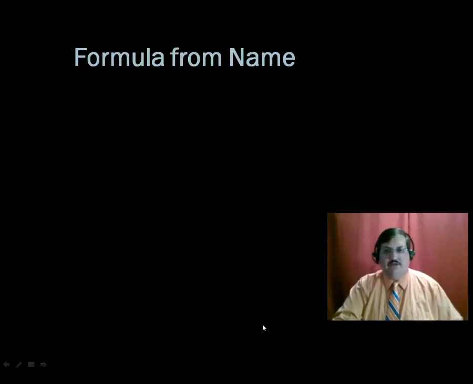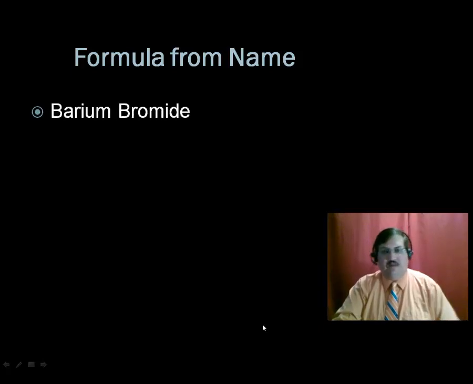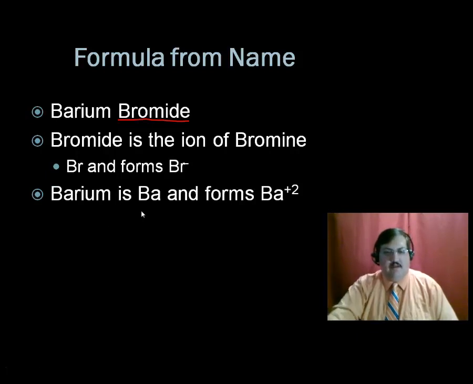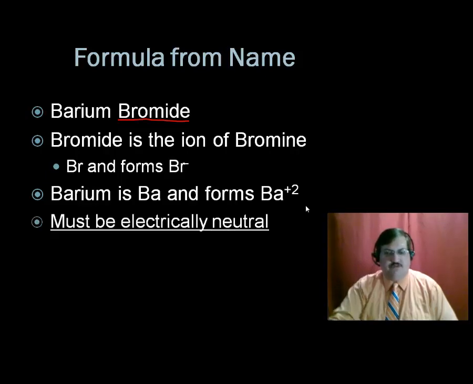Now I can go the other direction and give you a formula, and then we can work out the name. So we've got barium bromide. I usually like to start with the second, the anion, the nonmetal first, because that can help me work out what the metal is, especially for the transition metal. Bromide is an ion of bromine. This is going to be Br. It forms a -1 charge. Barium is Ba. It forms a +2 charge.